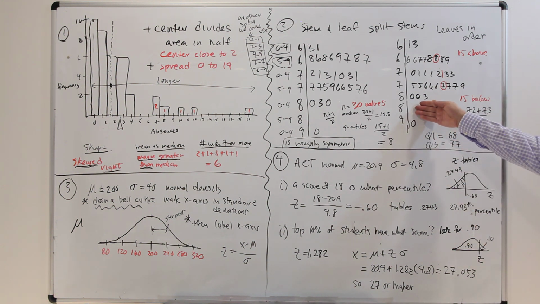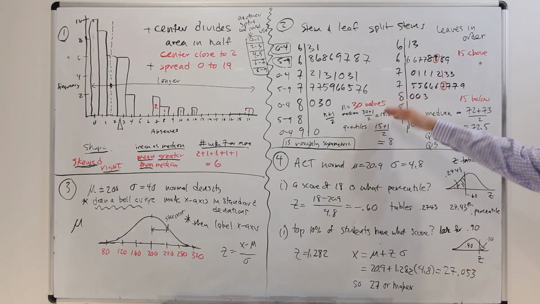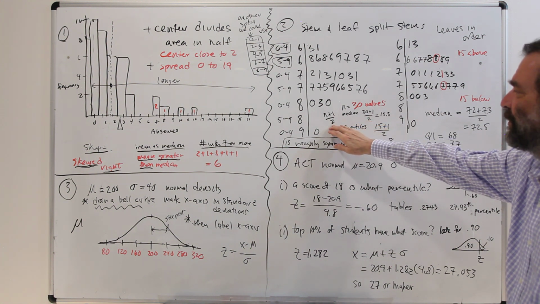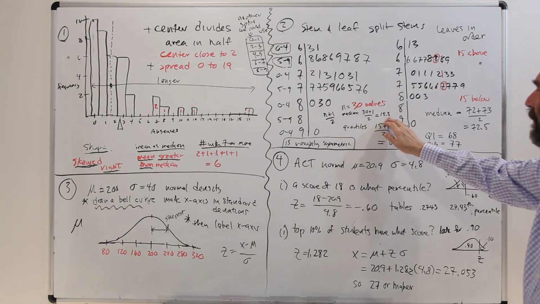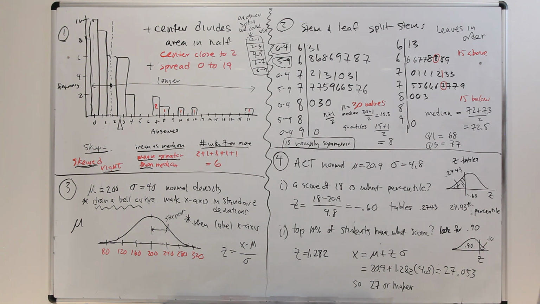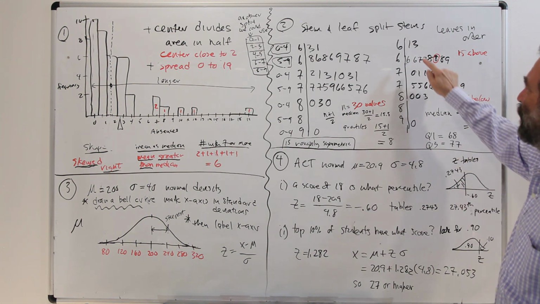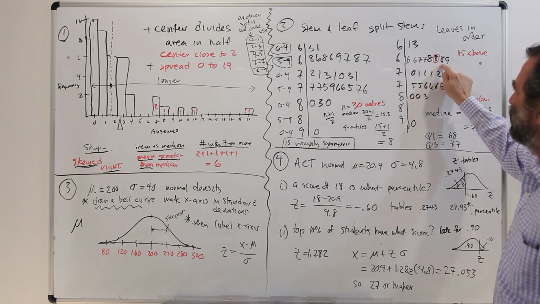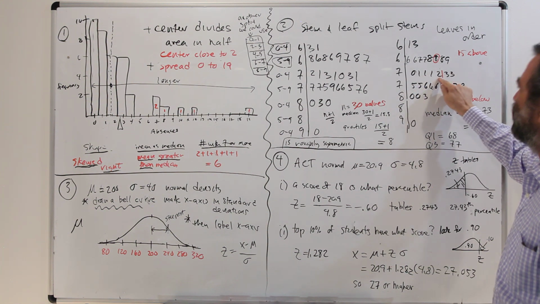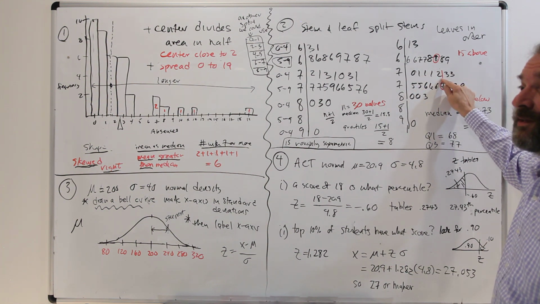So here we have the leaves in order. We have 30 values. The median is at position (n+1)/2, which is (30+1)/2, which is 15.5. So I count up between the 15th and 16th position. Once they're in order, I just go 1, 2, 3, 4, 5, 6, 7, 8, 9, 10, 11, 12, 13, 14, 15, 16. Draw a line between 15 and 16.